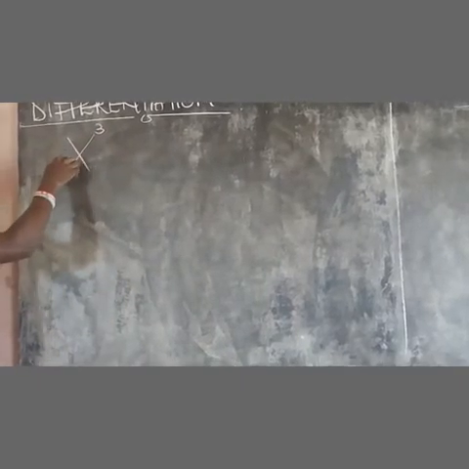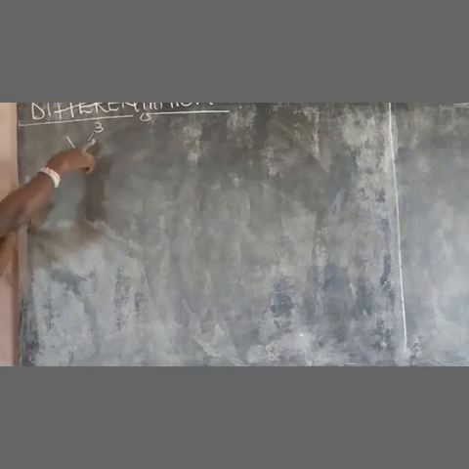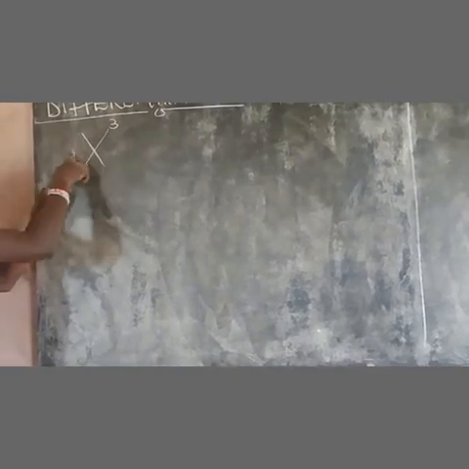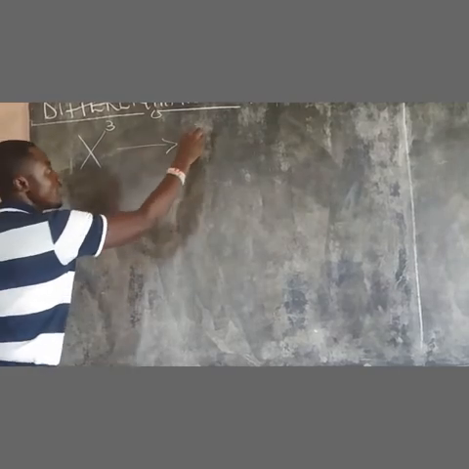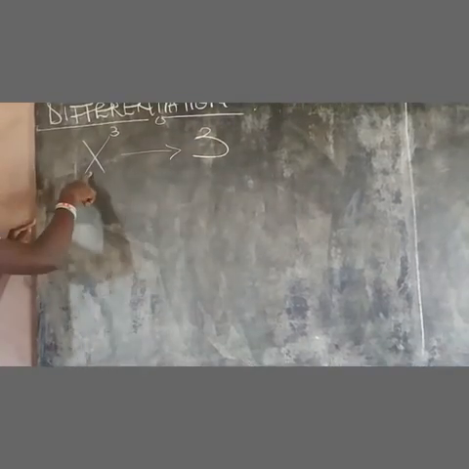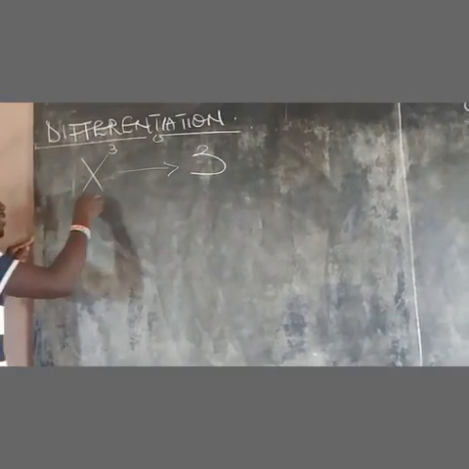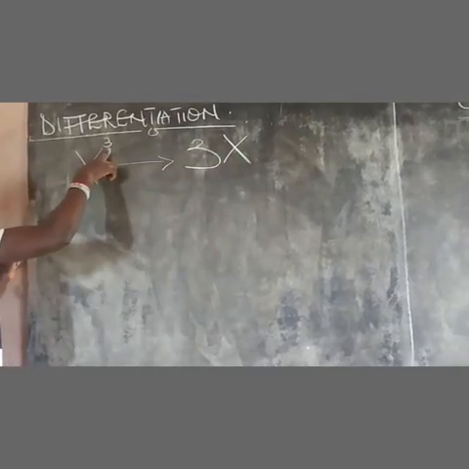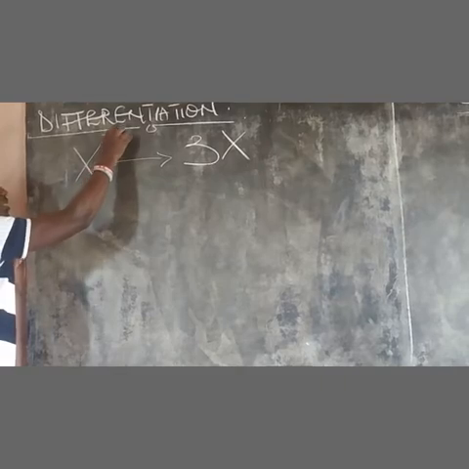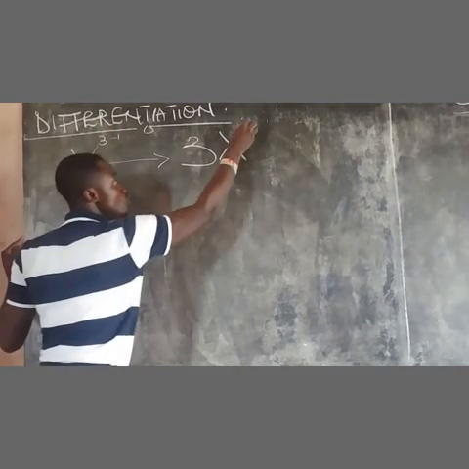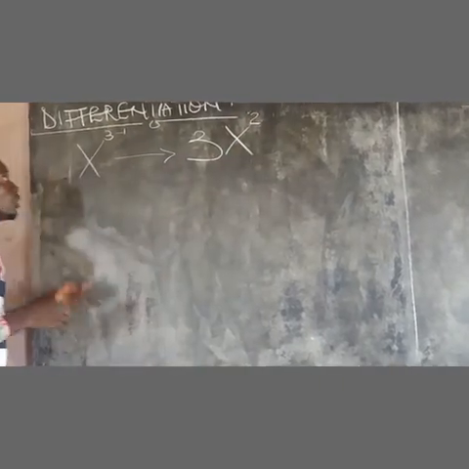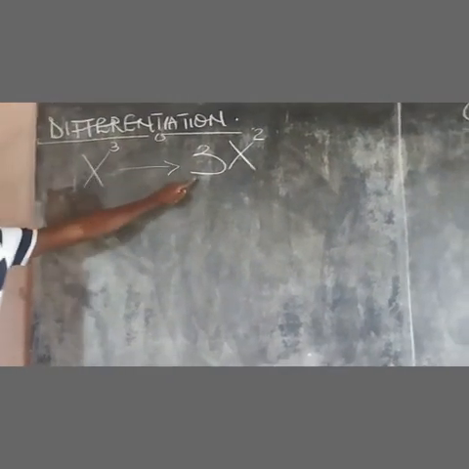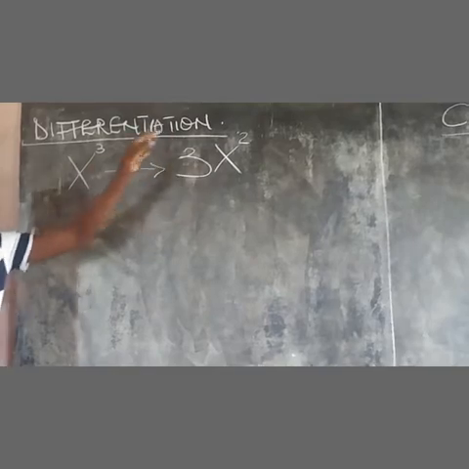So the coefficient of this term is 1. You first multiply the exponent by the coefficient, so 3 times 1 will give you 3. Then you write the variable x. Then you subtract 1 from the exponent. So if you take 1 from 3, it will give you 2. So if you differentiate x exponent 3, you will get 3x squared.